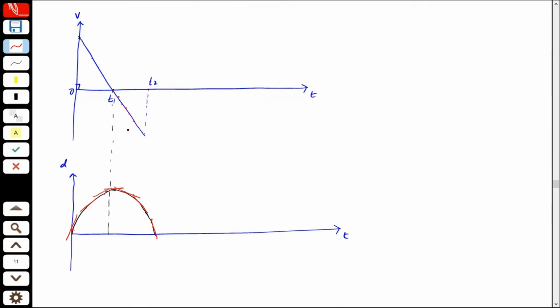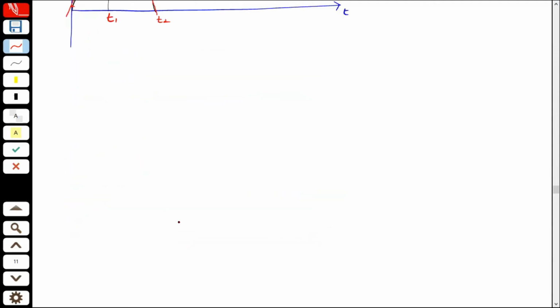So this is how we can get a displacement time graph from a velocity time graph. Let's suppose you have this example.